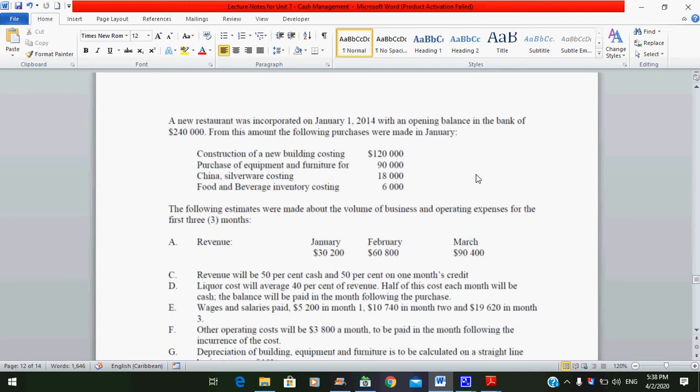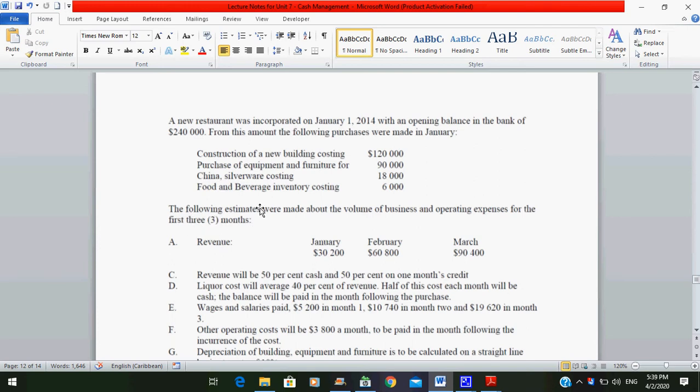All right, good. Now, the question says that a new restaurant was incorporated on January 1, 2014, with an opening balance in the bank of $240,000. That means the money is in the bank, 240,000, right? From this amount, the following purchases were made in January: construction of a new building costing 120,000, purchase of equipment and furniture for 90,000, china and silverware costing 18,000, food and beverage inventory costing $6,000.